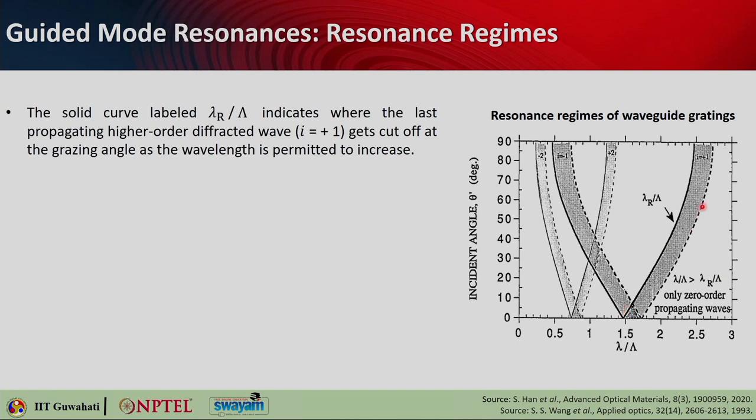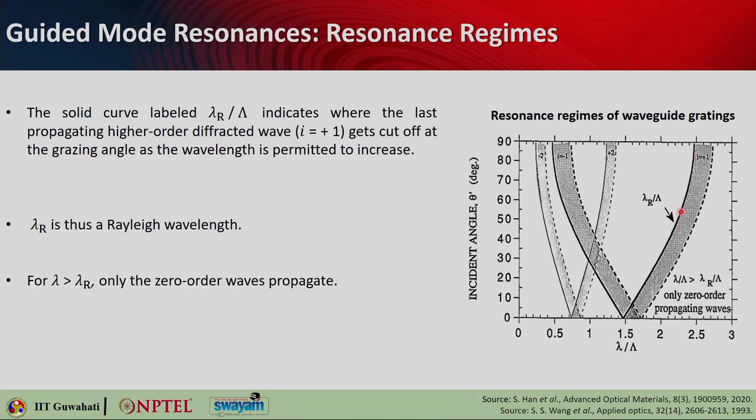And the solid curve that you see here, labeled lambda R over capital lambda, indicates the last propagating higher order diffracted mode, which in this case is i equals plus 1, and it gets cut off at grazing angle as the wavelength is permitted to increase. So as you keep on increasing, it does not increase further, it will actually get cut off here. So this R is basically the Rayleigh wavelength. You can call this the Rayleigh wavelength.